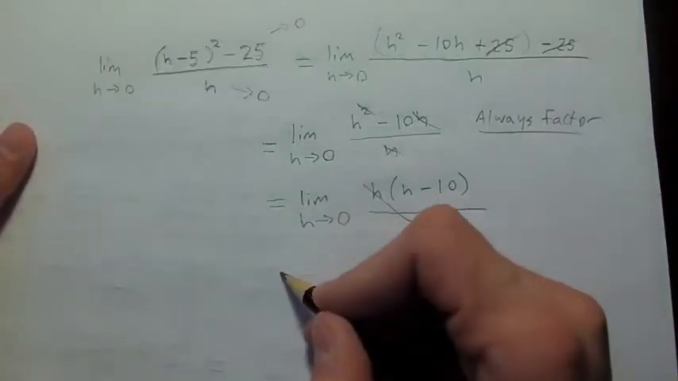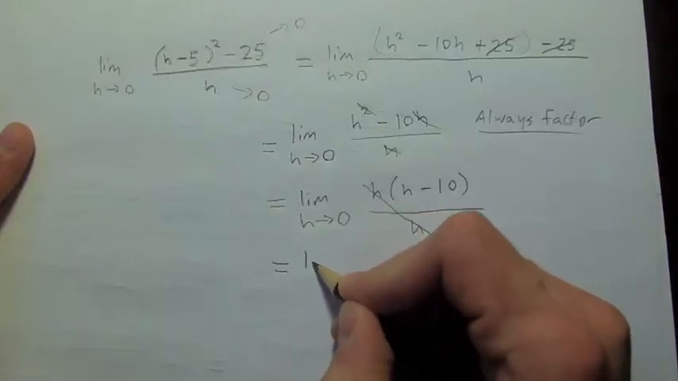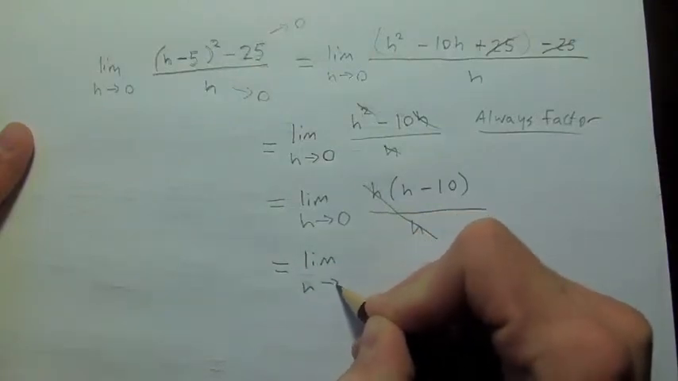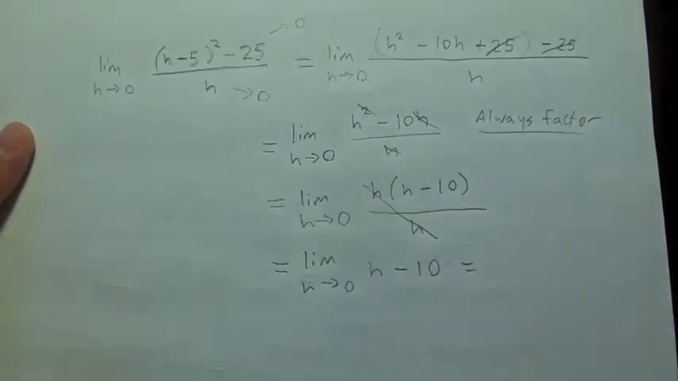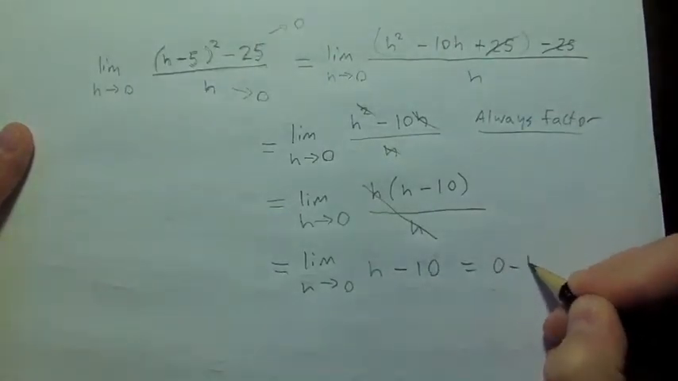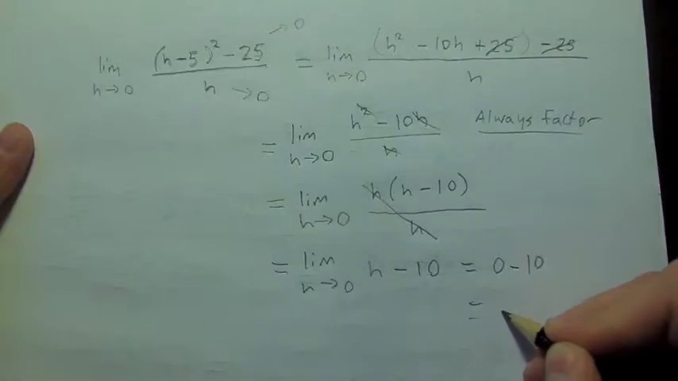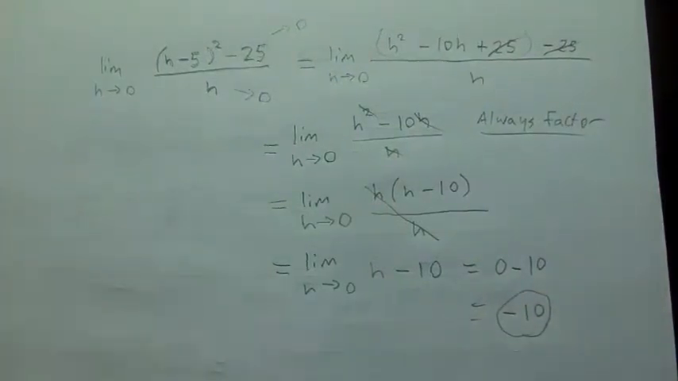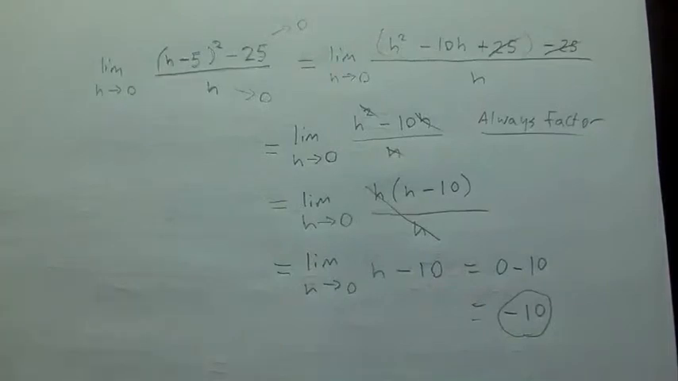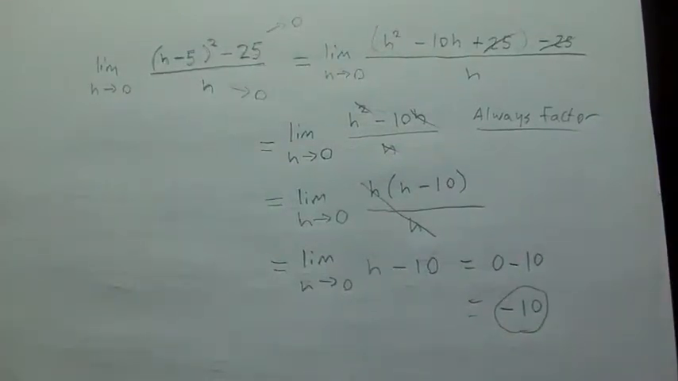Okay. So then we're left with the limit as h goes to 0 of simply h minus 10, and this is as simple as just plugging in 0 for h. Right? So we get negative 10. Again, I'm writing a bit more steps than you would ever actually have to write, but, you know, better more than less.